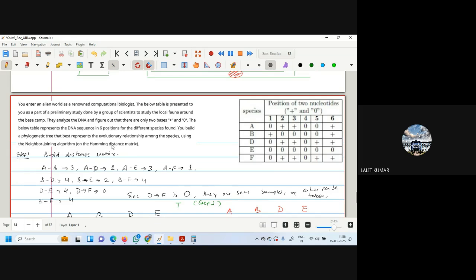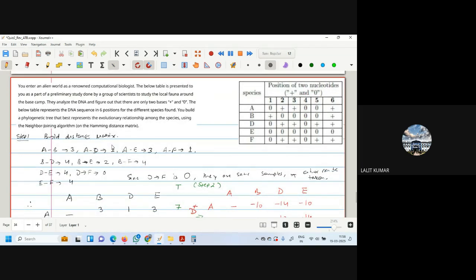So this algorithm we had seen yesterday. So the first step, how do we start? We first make the distance matrix from this.